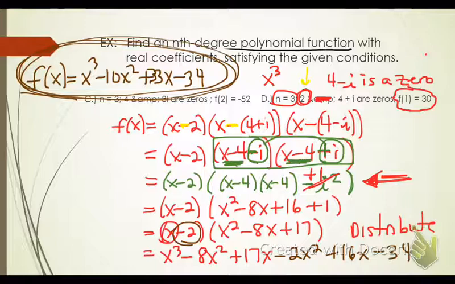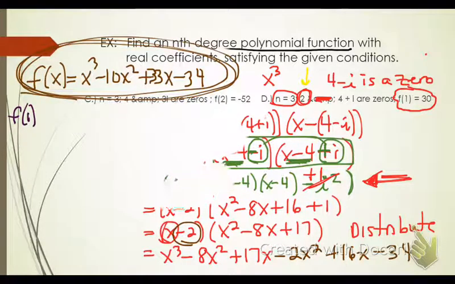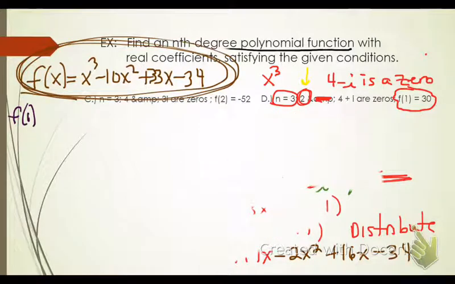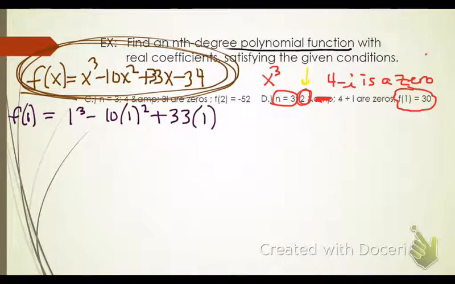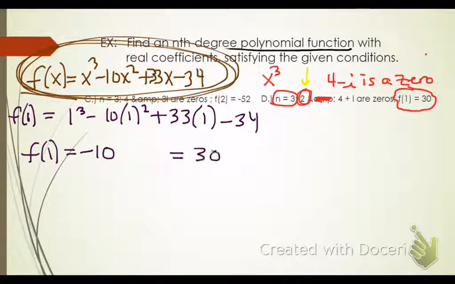So now you're going to have to go over here and find f of 1. I'm going to give myself some room here, so I got to erase some of this stuff. So if I find f of 1, then that would be 1 cubed minus 10 times 1 squared plus 33 times 1 minus 34. This really does work out sometimes in your homework, but it doesn't here. We're going to get f of 1 to equal negative 10, and we need it to equal positive 30.